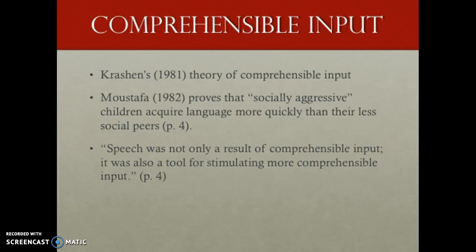Mustafa also argues that socially aggressive children, that is, those that are eager to interact with their peers, acquire language more quickly than their less social peers. This is because speech is not only a result of comprehensible input, but it's also a tool for stimulating more comprehensible input. I have seen this to be true both in my own language acquisition and in that of my students. When language learners are eager and ready to engage with their peers, even in challenging situations where they do not understand everything, they are asking for more comprehensible input and they are receiving it, and thus they are acquiring language much more quickly.